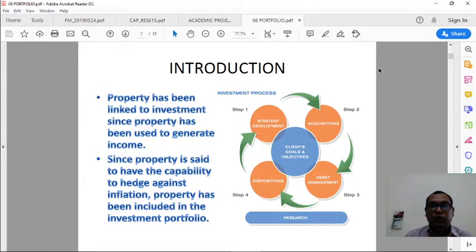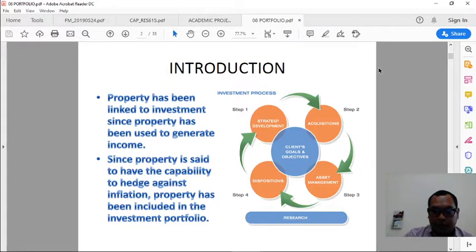In fact, in our university, we have a much more specialized aspect of investment, whereby we have a master of property investment in UiTM Shah Alam. But nonetheless, at the bachelor degree level, we will try to touch a little bit on the portfolio or even the investment prospects inside property management.